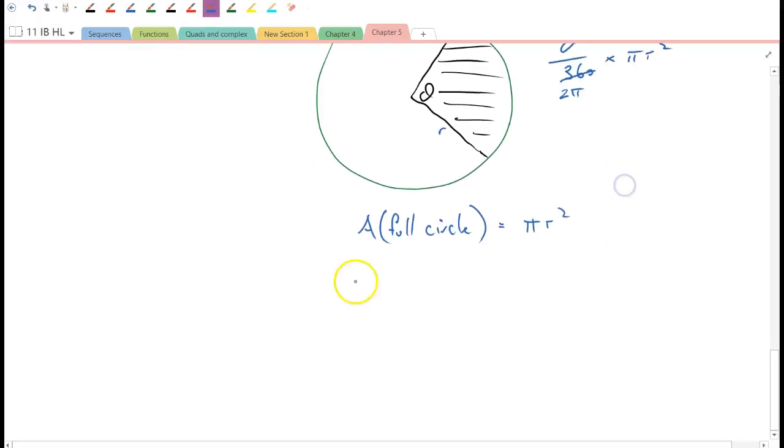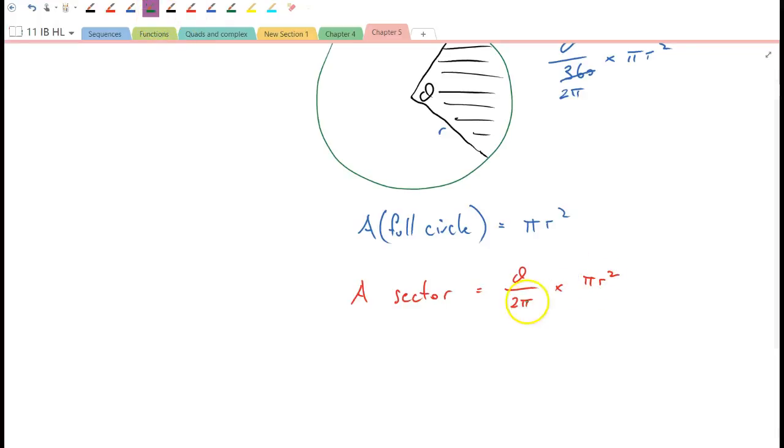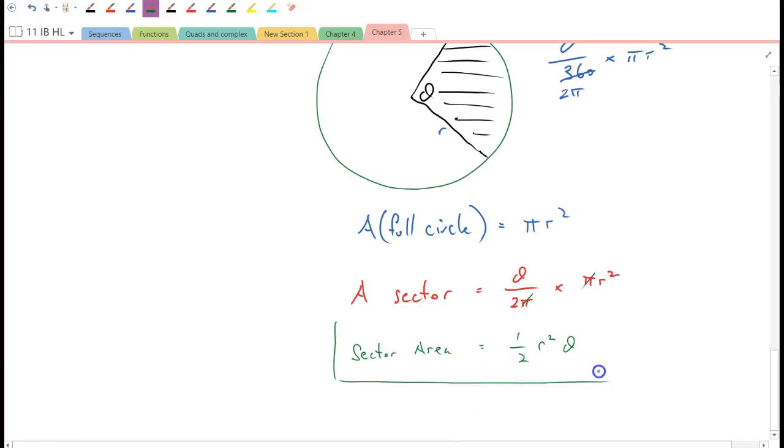So the area of our sector is equal to theta over 2 pi, where theta's in radians, times pi r squared. Now we can do some simplifying here, can't we? That pi can go, and we're left with theta over 2 times r squared, or 1/2 r squared theta. So our sector area is equal to 1/2 r squared theta.